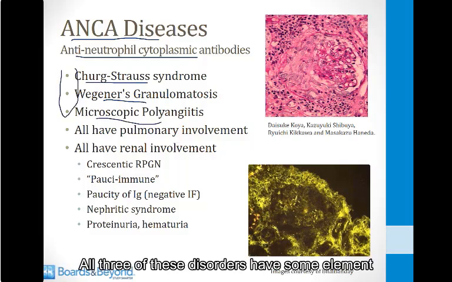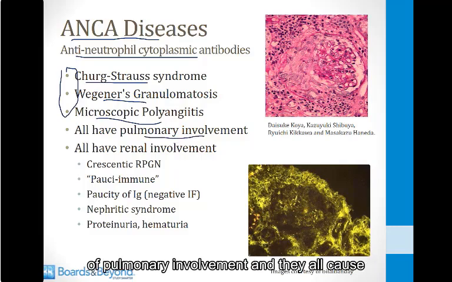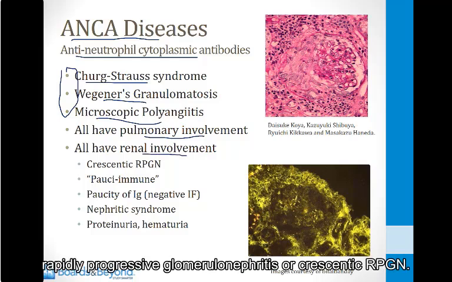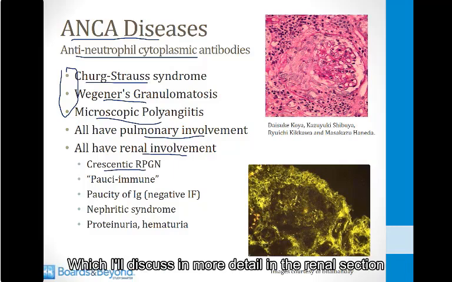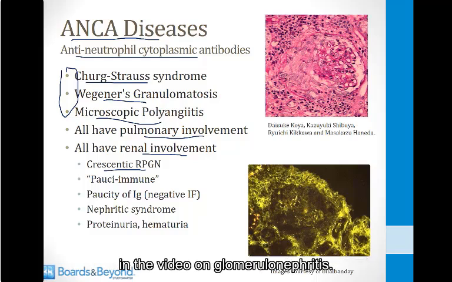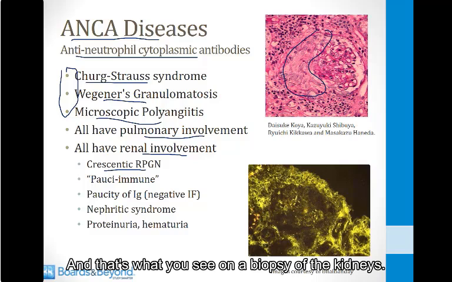All three of these disorders have some element of pulmonary involvement, and they all cause the same renal problem, and that is crescentic rapidly progressive glomerulonephritis, or crescentic RPGN, which I discuss in more detail in the renal section in the video on glomerulonephritis. But by way of review, in crescentic RPGN, crescents form in the glomeruli. This is an example of one here, and that's what you see on a biopsy of the kidneys.